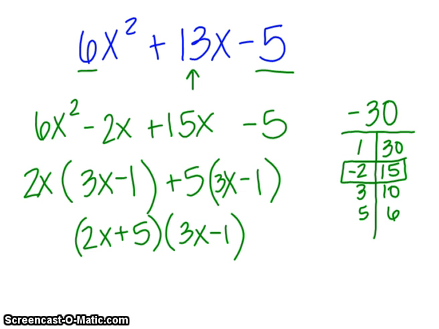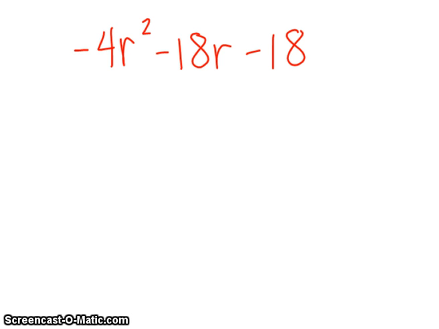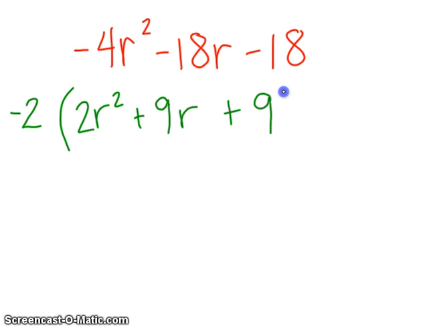So let's try one more. We have negative 4r squared minus 18r minus 18. I don't typically prefer to work with negatives, so if I could factor out a negative number here, that would be great. And I have a 4, 18, and 18. I know a common factor here is negative 2. So I'm going to factor out a negative 2 so that I can work with 2r squared plus 9r plus 9. This negative 2 will have to be there in the end. We can't just drop it and pretend like it wasn't a part of the original problem. But now we can focus on the 2r squared plus 9r plus 9.